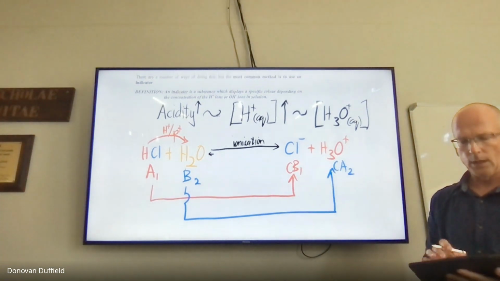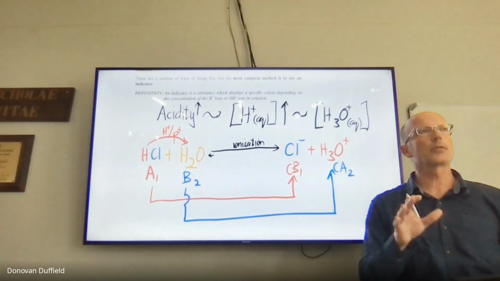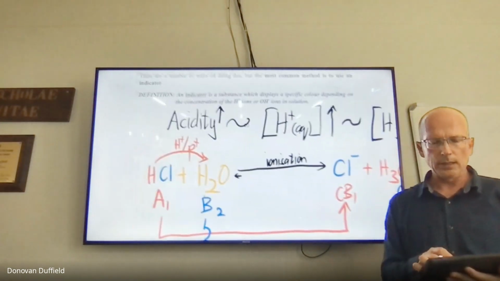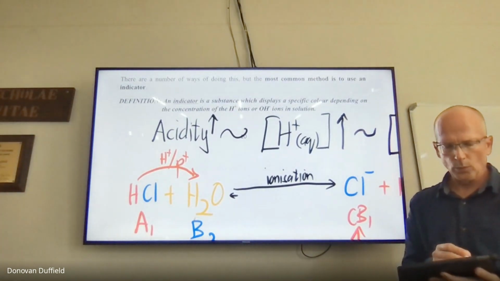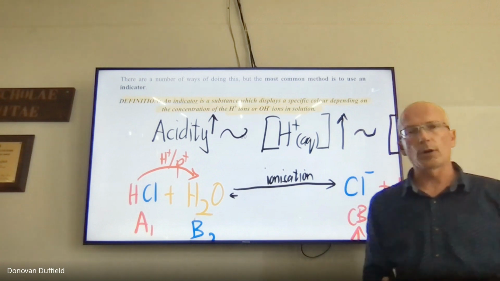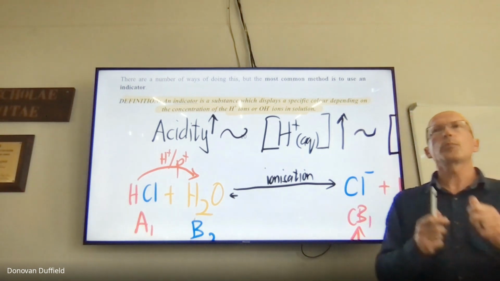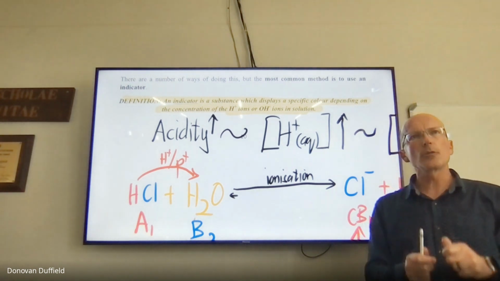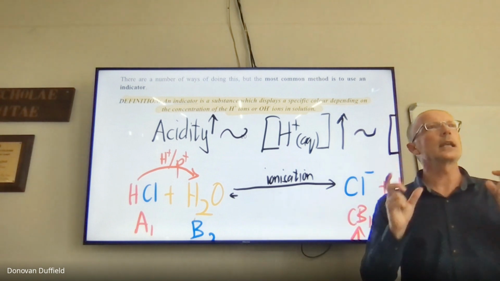Now, today I am not going to focus on indicators. That is not the purpose of this workshop. But an indicator is a substance which displays a specific color depending on the concentration of the hydronium or hydroxide ions in solution. So pH can be determined to a certain extent by indicators.